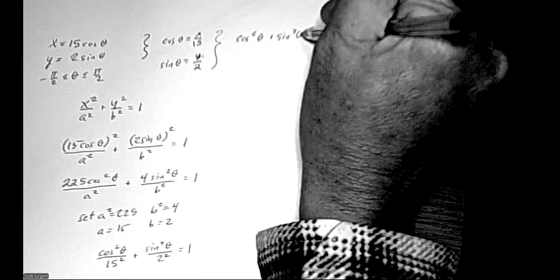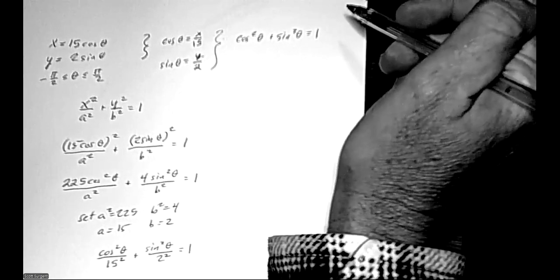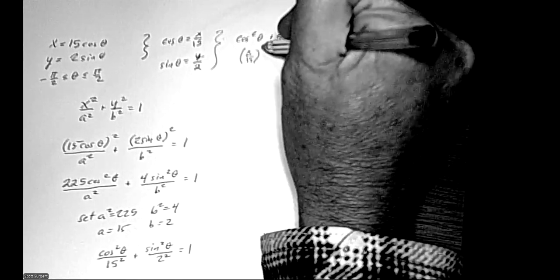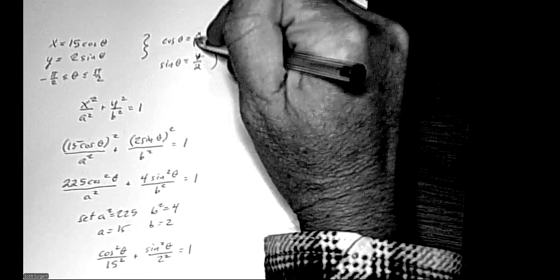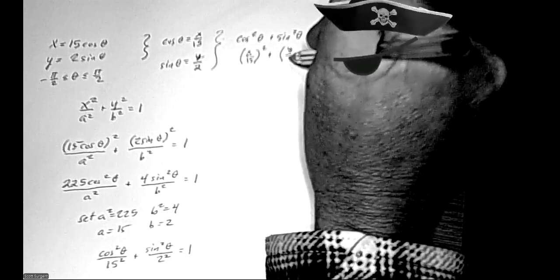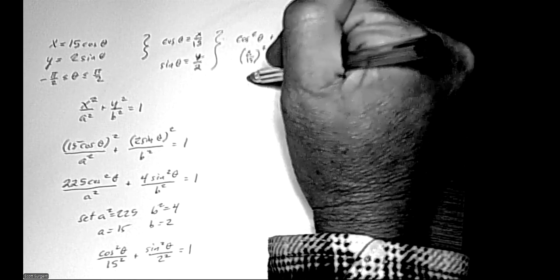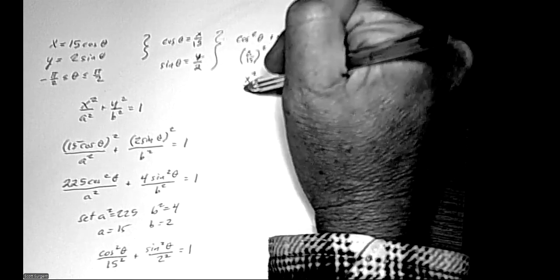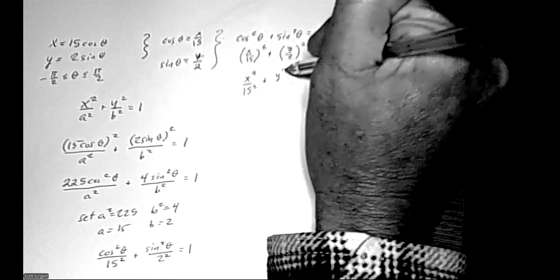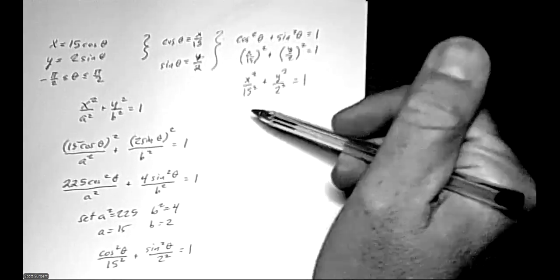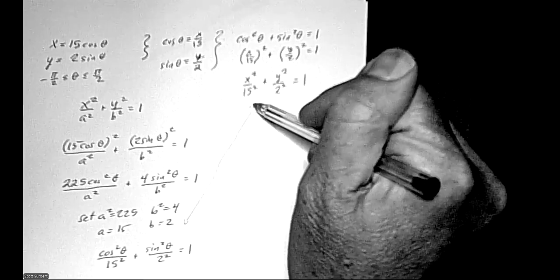Yeah, so you can use the Pythagorean identity, cos squared plus sine squared equals 1. And we have x over 15 quantity squared because that's what cos is, and then y over 2 quantity squared equals 1. We get x squared over 15 squared plus y squared over 2 squared equals 1. So we basically get the same thing. We want it in the form with x and y, so this is the preferred form here.